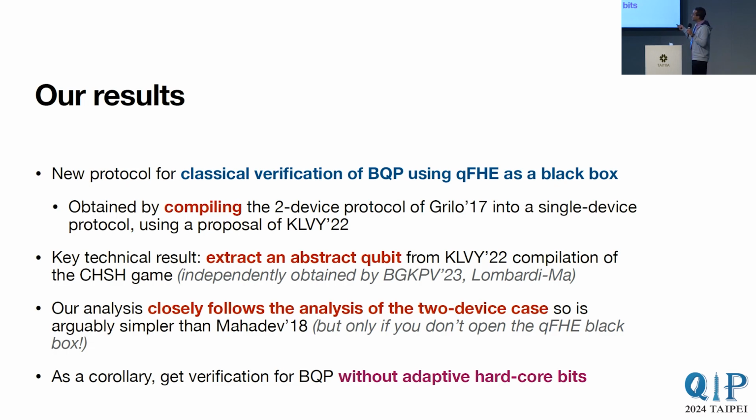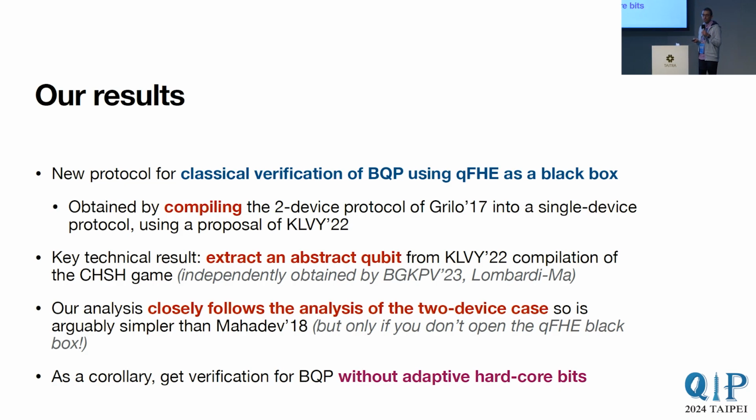And the analysis for this involves taking the 2-device analysis and manipulating it. How do I say this? It follows along the same lines as the 2-device analysis. Every step in the 2-device analysis has a corresponding analog in the analysis of this 1-device protocol. So in that sense, it achieves some sort of conceptual unification of the two approaches to obtaining an abstract qubit.